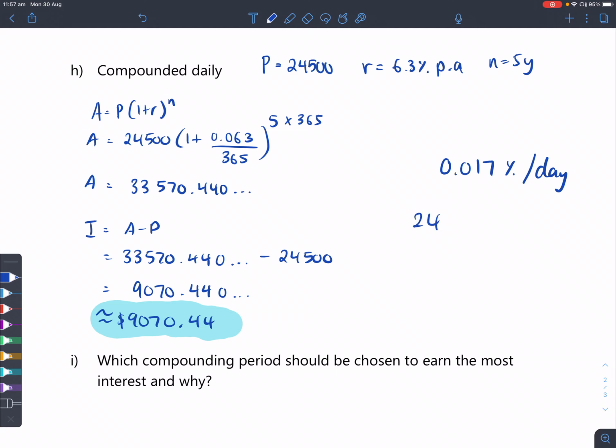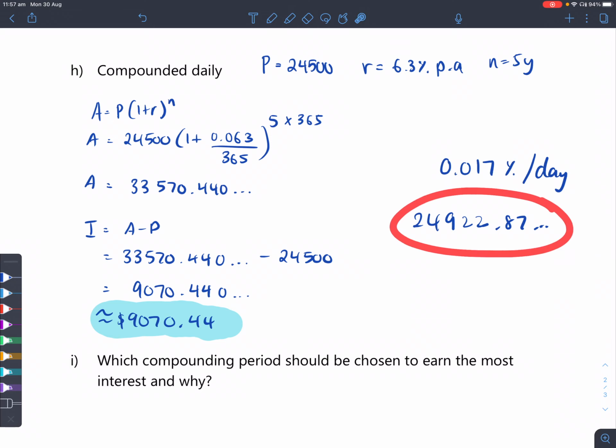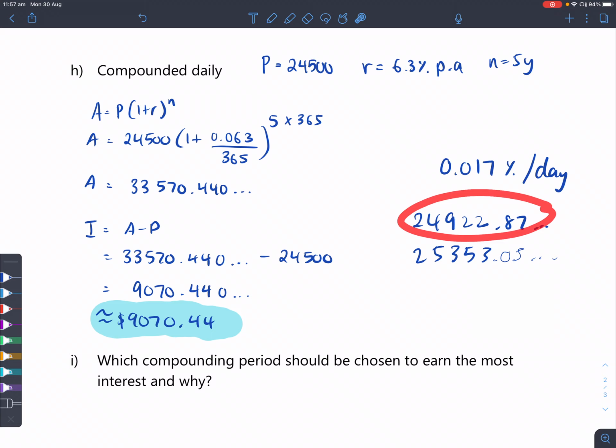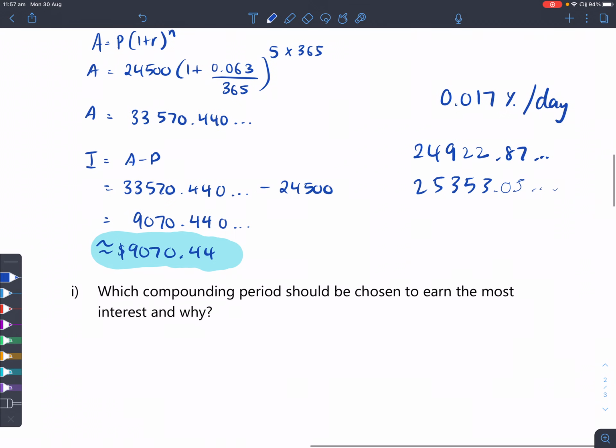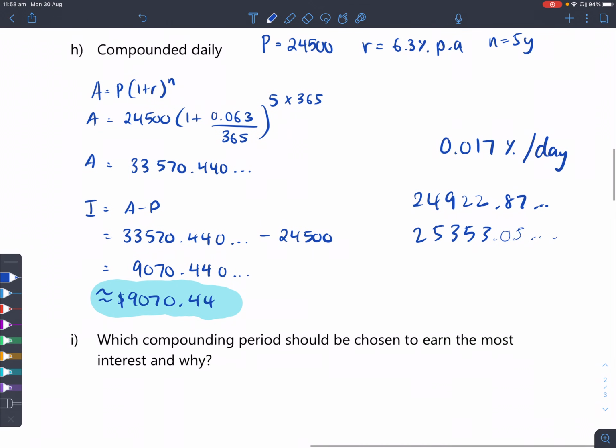If in a day I get this amount, then this becomes my new principal, which I then multiply again by this value and add it on to itself. If I do that again, it's going to turn into 25,353.05 and so forth. So we can see that the principal keeps changing again and again, but this is every day. So you can imagine how much interest you'd be gaining if your principal keeps changing. Okay, so that's the power of compound interest. So for part I, the answer for this one is compounding daily.